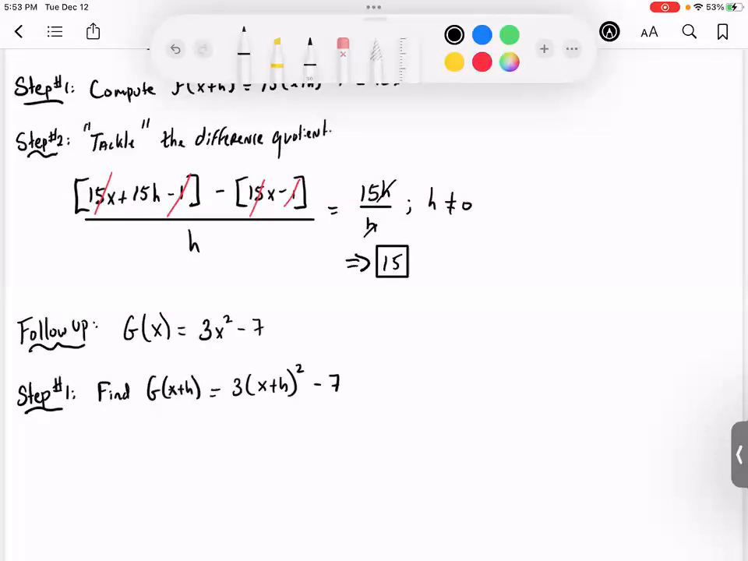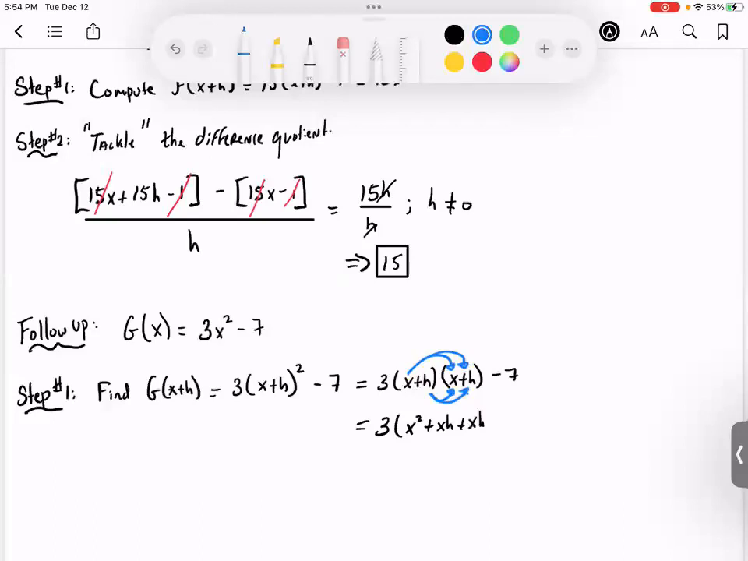But what I need to do here is expand this. So I'm going to rewrite x plus h squared as x plus h times x plus h, and I'm going to FOIL that out. So I'm going to take x times x, and x times h. We'll have the 3 still on the outside. x times x is x squared. x times h is xh. Then we do h times x, which is still the same thing as x times h. And then you do h times h, which is h squared.